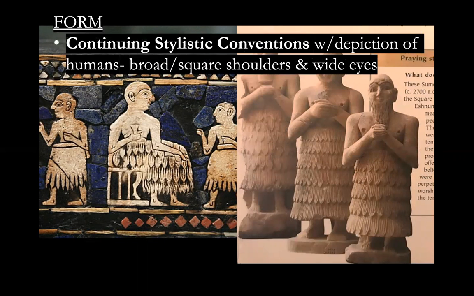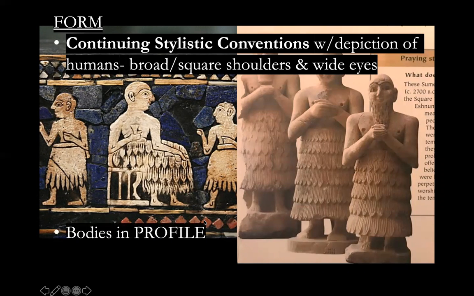All right, we are continuing stylistic conventions with the depiction of humans. They still have the same square, broad shoulders. The eyebrows are exactly the same. The eyes are exactly the same. Obviously, the clothes are very much the same. It kind of looks like an extra little leg down here, doesn't it? What is that?